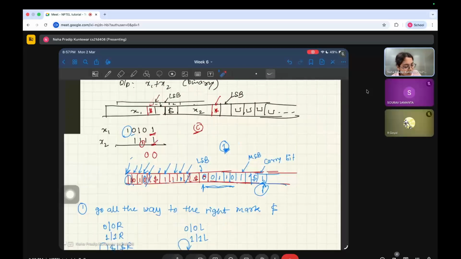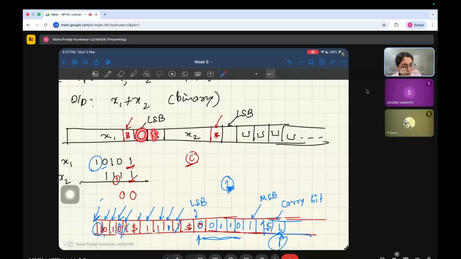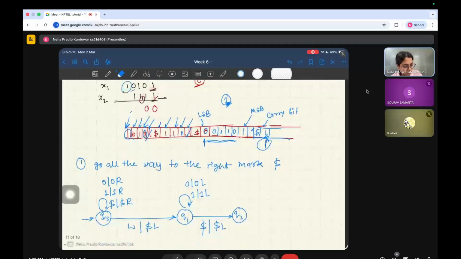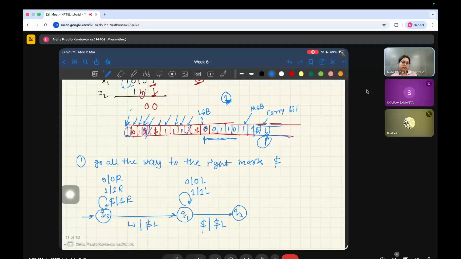I want that the moment I see a dollar, let me just look at the LSB of x1, and then I want to do some operations, right? I want to add this LSB with LSB of x2 and then write the summation here. So you want to distinguish between these two states, right? Yes, ma'am.